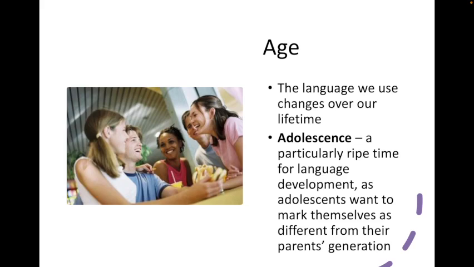In adolescence, it is particularly the right time for language development, as adolescents want to mark themselves as different from their parents' generation. So unconsciously, we develop new languages based on our background and what's trending now. Okay, so this typically happens at the age of adolescence.